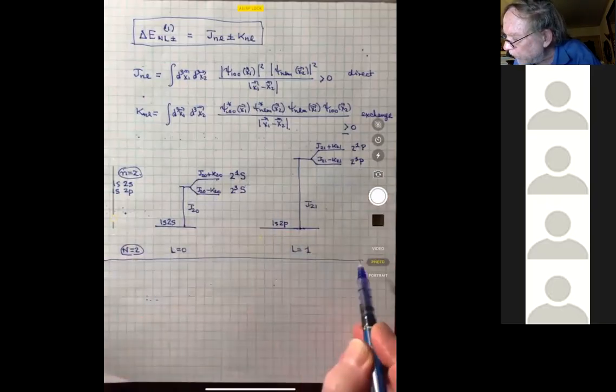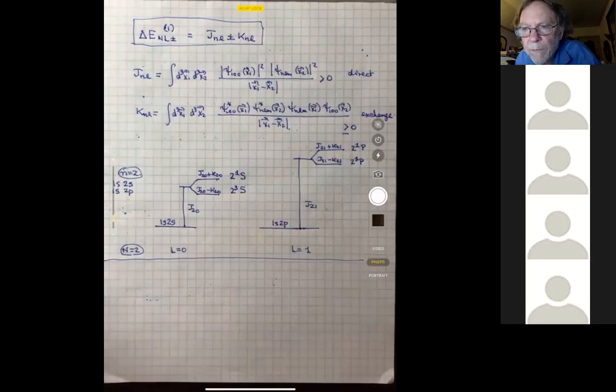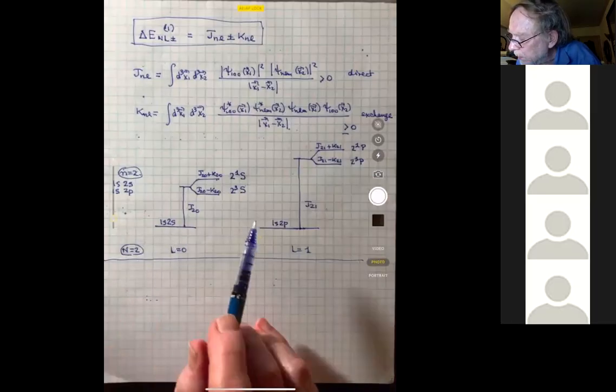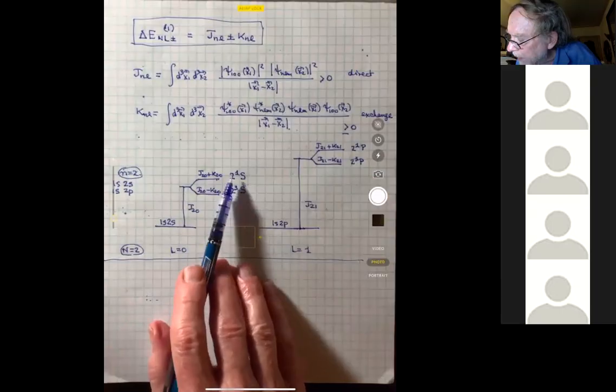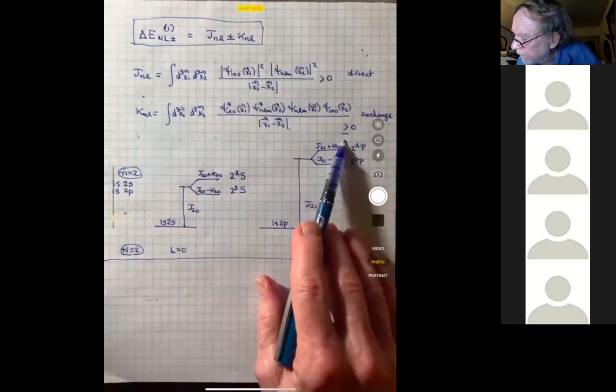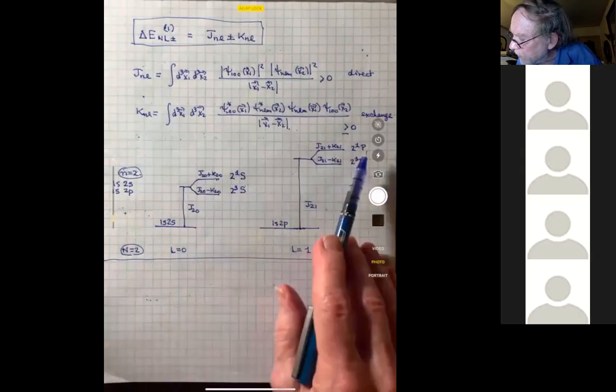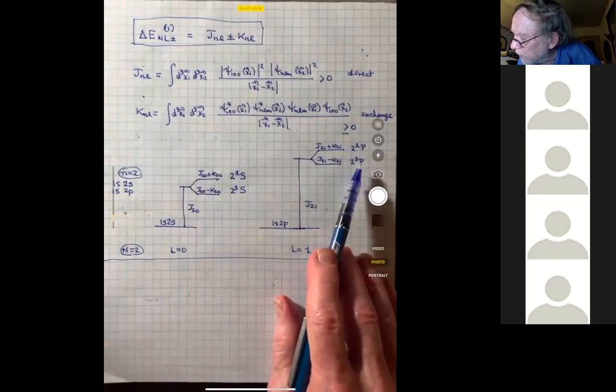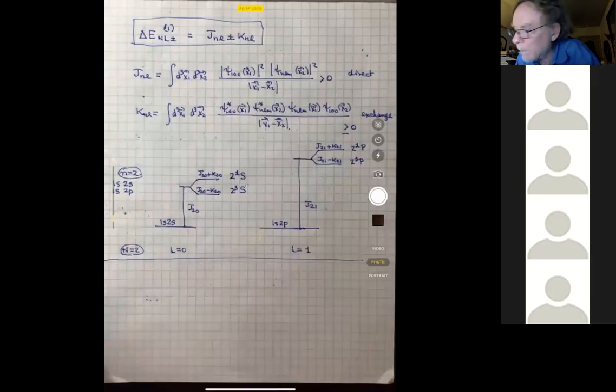Now, what about these features of the spectrum of real helium? In particular, what about the fact that the triplet states are lower in energy than the singlet states for the same quantum numbers? Why does that happen? Well, what we see here is it happens because the K integral is positive, so that with the minus sign, you get lower energy. The 2 triplet S is below the 2 singlet S, and likewise the 2 triplet P is below the 2 singlet P. So the positivity of the K integral is the mathematical reason why that's true.